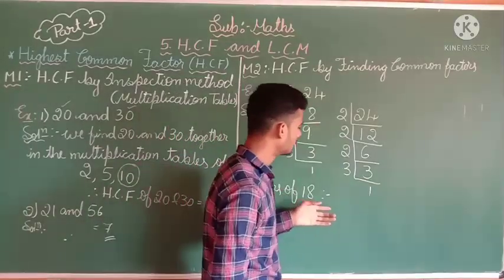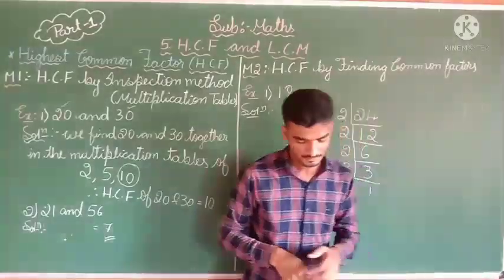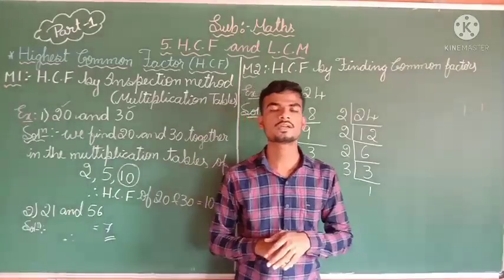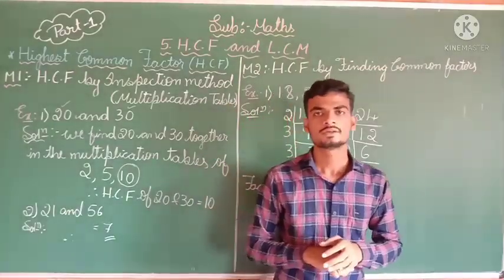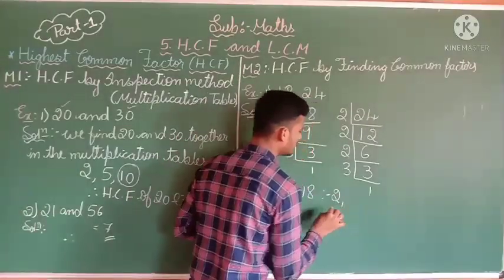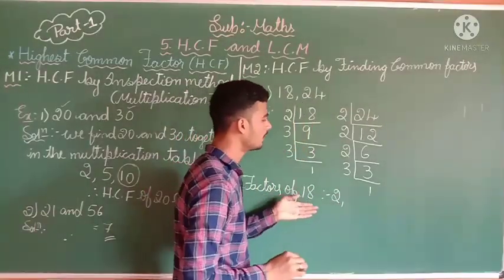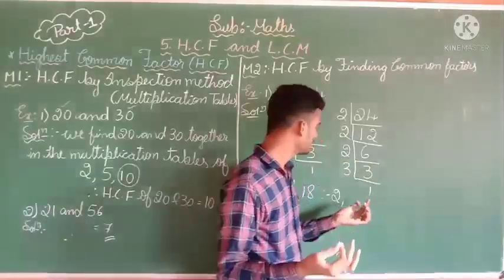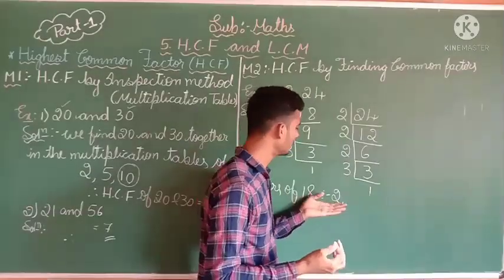Okay, 18 will come in table 2. 2 how much are 18? 2 9s are 18. Then again, in which table will it come? 2 table is finished.